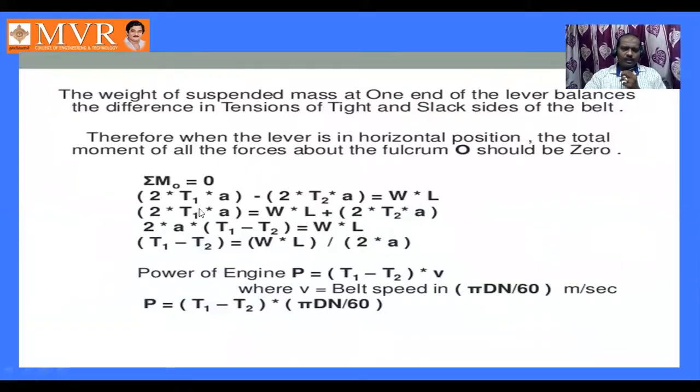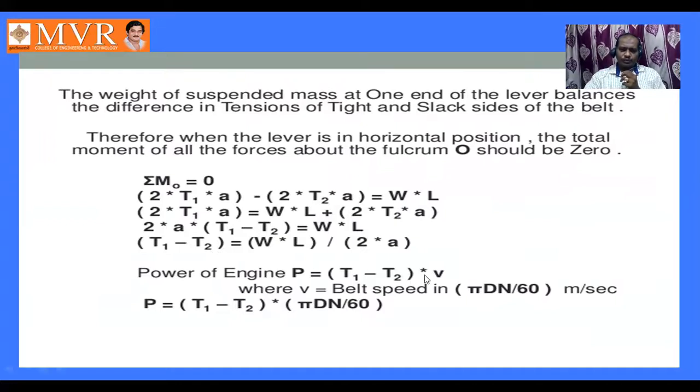Then 2T1 into A is equal to W into L plus 2 into T2 into A. 2A into (T1 minus T2) is equal to W into L. So tight side minus slack side is equal to W into L by 2A. So power of the engine, power is equal to torque into angular velocity.